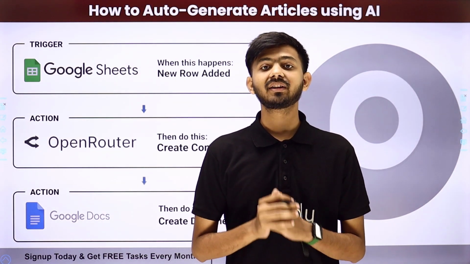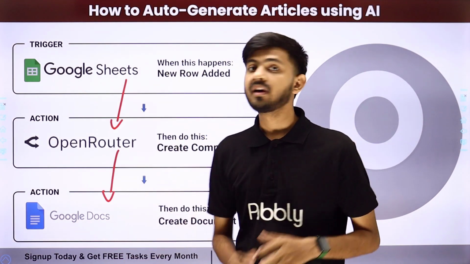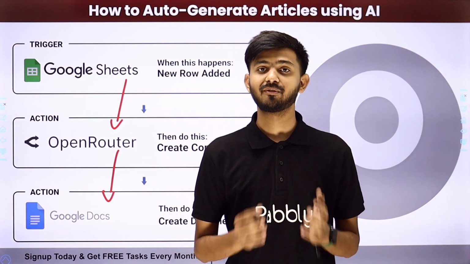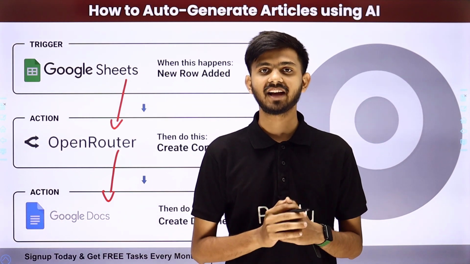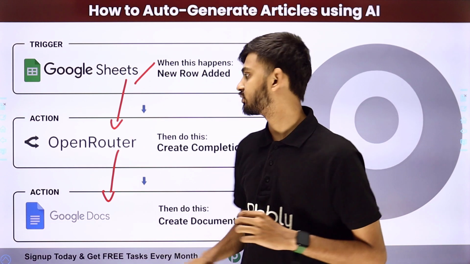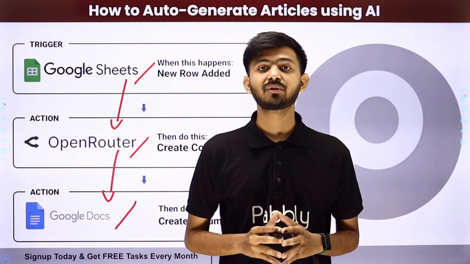For this, we are going to create an integration between Google Sheets, OpenRouter and Google Docs. For creating this integration, we are going to use Pabbly Connect, which is an amazing software for automation and integration. In Pabbly Connect, we are going to use trigger and action. In the trigger application, we are going to use Google Sheets. In the action application, we are going to use OpenRouter and Google Docs. So how am I going to create this integration?